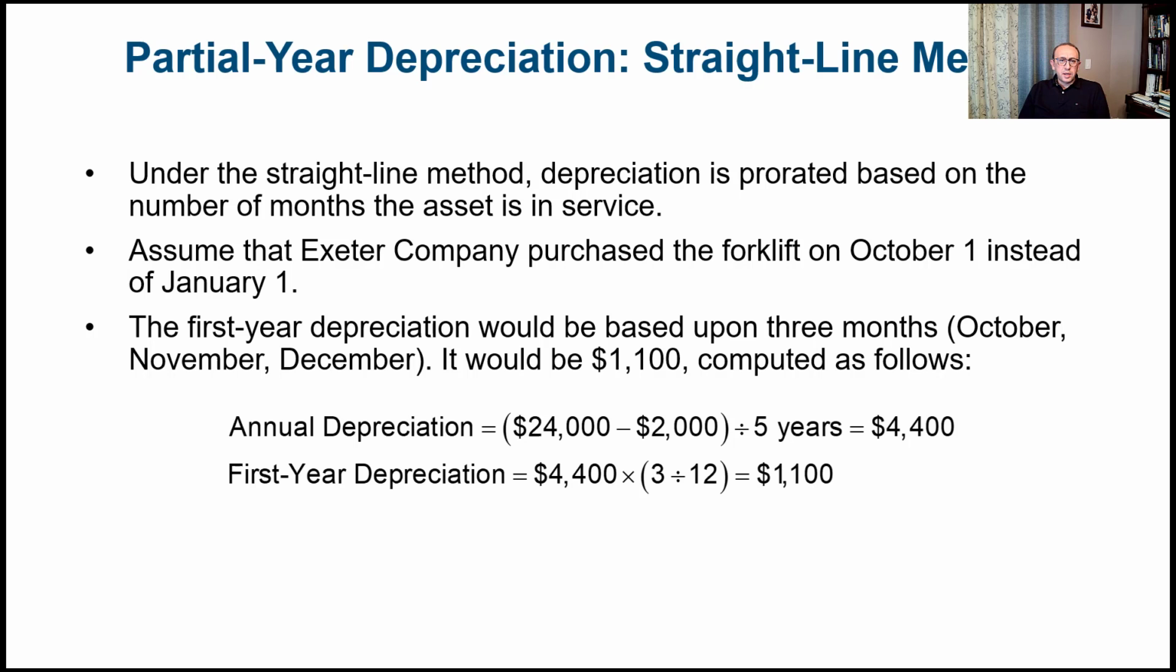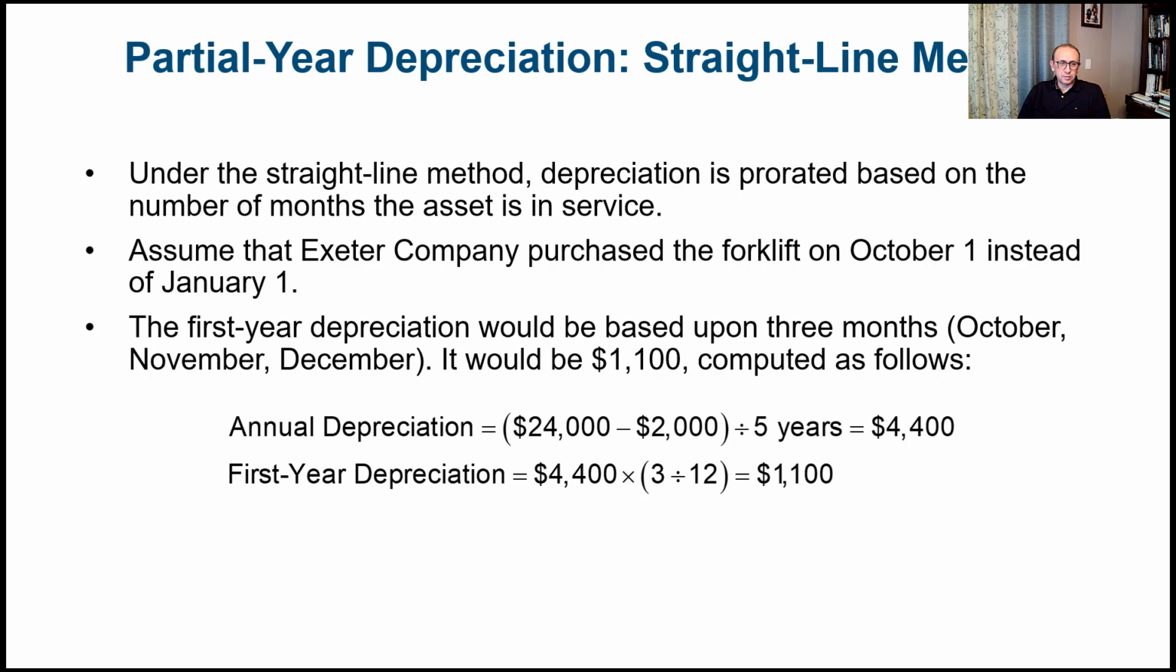Under the straight line method, depreciation is prorated based on the number of months that the asset is in service. So let's see an example. Assume that Exter Company purchased the forklift on October 1st instead of January 1st. In this case, the first year depreciation would be based upon 3 months, because remember, this is October 1st, so we have to count October, November, and December. So it would be $1,100.